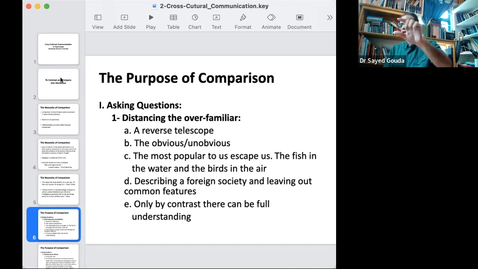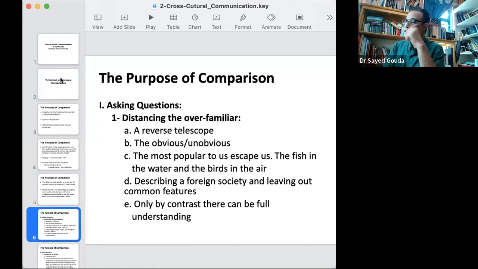The first thing we should do in the first stage of asking questions, or posing questions, is distancing the overfamiliar. What is the overfamiliar? It is our daily routine, our local and native culture. We need to distance ourselves. This reflects what I have just said and all the quotes I have just read by Karl Marx and David Hume. We need to distance ourselves a little bit from our native and local culture in order to see our culture with fresh eyes, to see our culture anew.